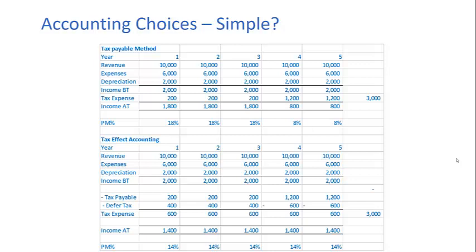If we think about the tax effect accounting, we can see that we have the same income before tax, $2,000 a year. We have the same tax payable, $200 for the first 3 years, $1,200 for the last 2 years. But what you can see is we have an additional line which is called deferred tax. That's plus $400 for the first 3 years, minus $600 for the last 2 years.